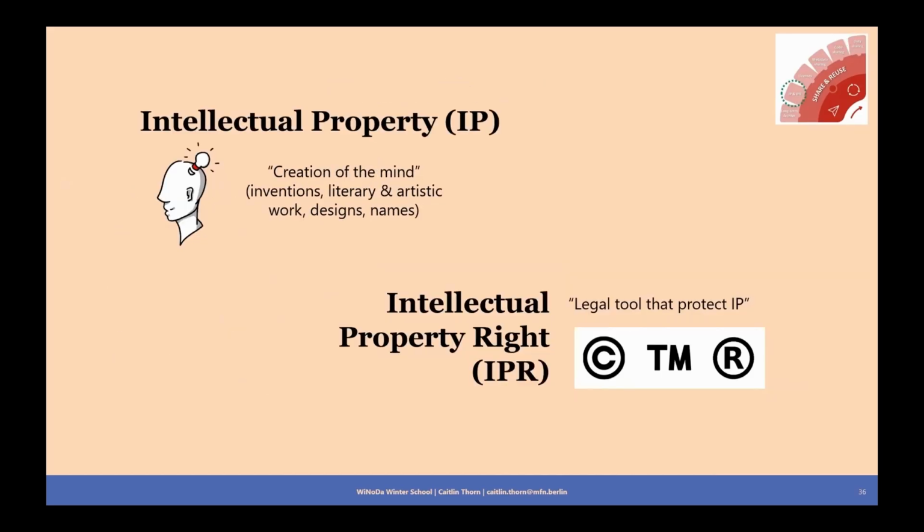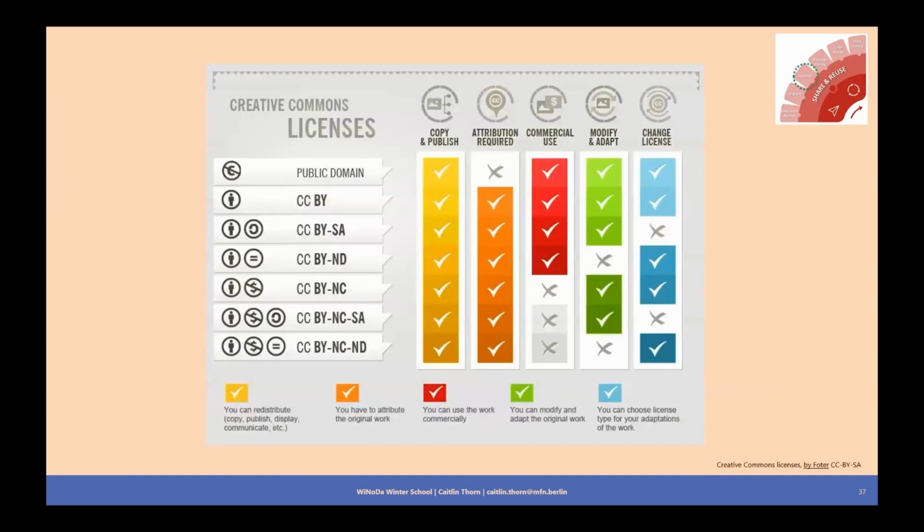So what is intellectual property? That's a creation of the mind. It's the work that you create. And then we have intellectual property rights, which are the legal tools to protect your IP, things like a copyright or a trademark license. But we commonly use Creative Commons licenses when publishing data. There are, I don't know how many, six or seven Creative Commons licenses.